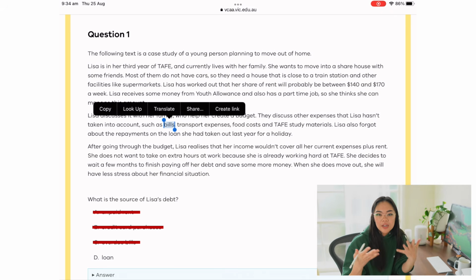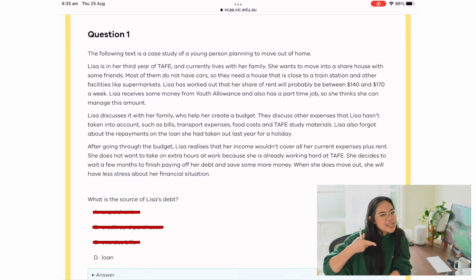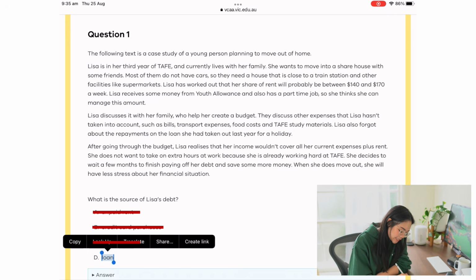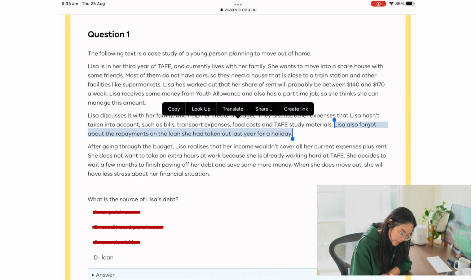This is what these kinds of MCQ questions do. They sprinkle the keywords throughout the paragraph to make you think, oh, I saw that, okay, I'm just going to pick that as the correct option. Whereas you really have to think about it and see, hang on a minute, is this actually the case? And so if we look at D, which is the loan, here it says that Lisa also forgot about the repayments on the loan she'd taken out last year for a holiday.